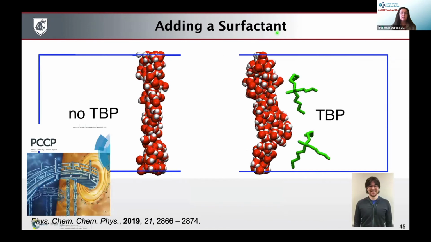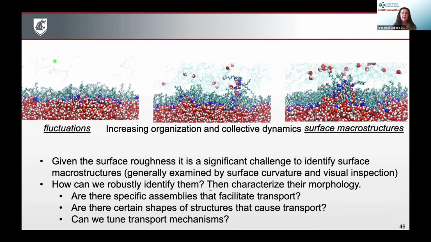You can see this in a simple water-hexane interface with no surfactant. You can just see some of this roughness. If you add a surfactant like tributyl phosphate, you get these cusps and peaks that emerge, and they actually end up turning into protrusions that allow for solute transport. So we have a range from low-lying fluctuations at the aqueous-organic interface to increasing collective organization and dynamics until you have well-defined surface macrostructures.